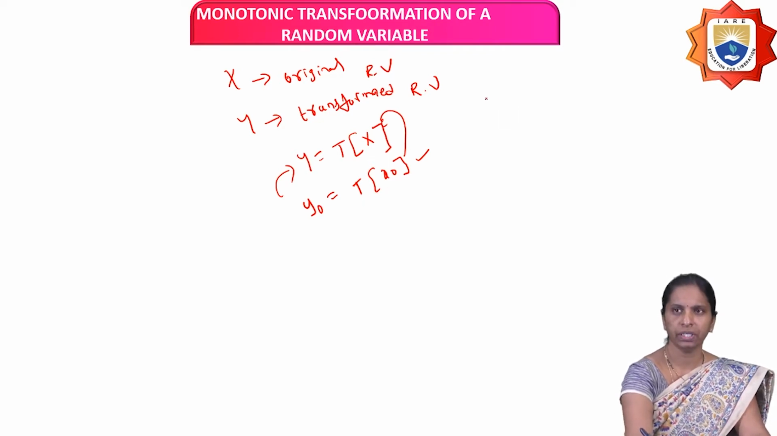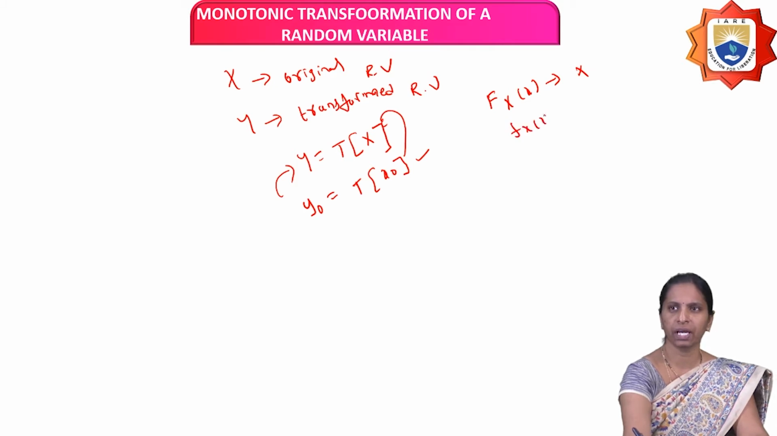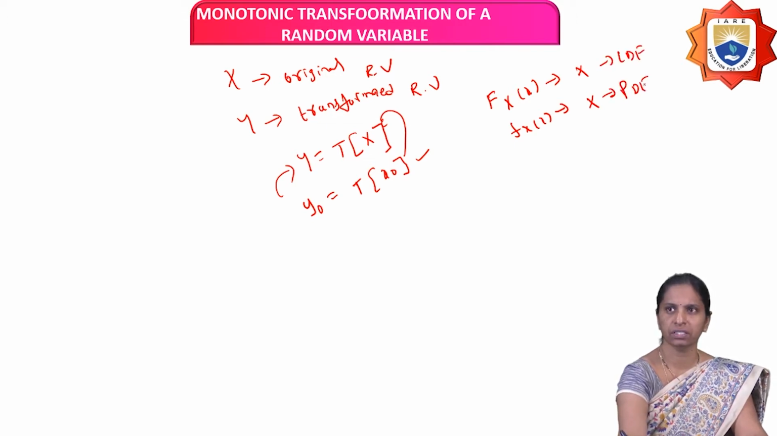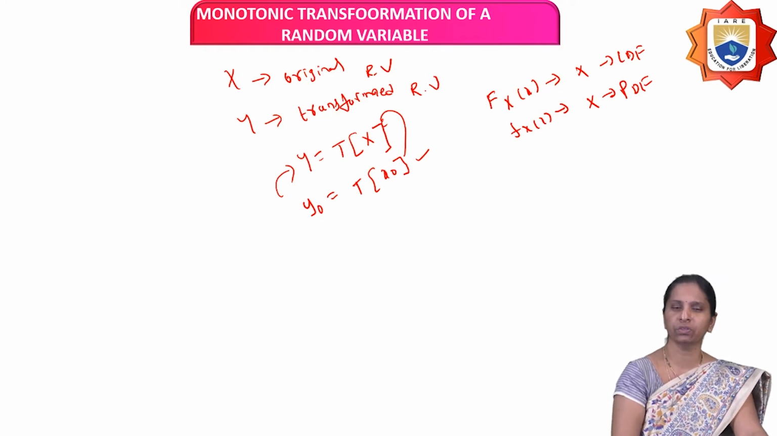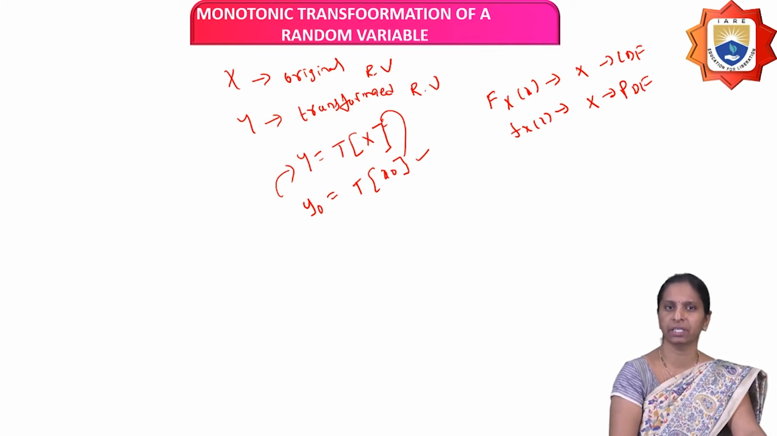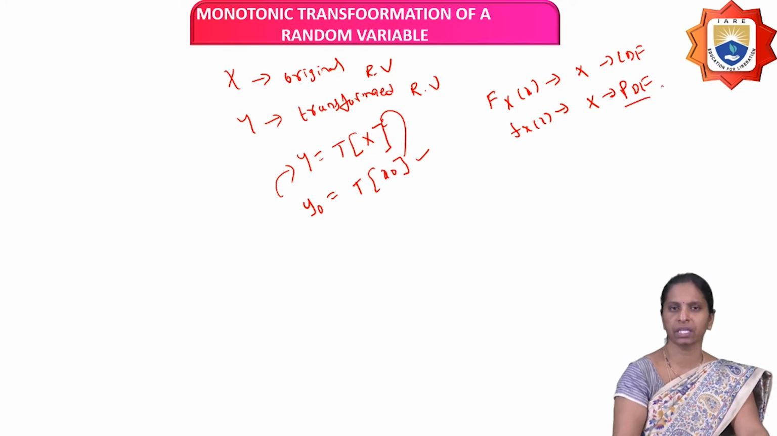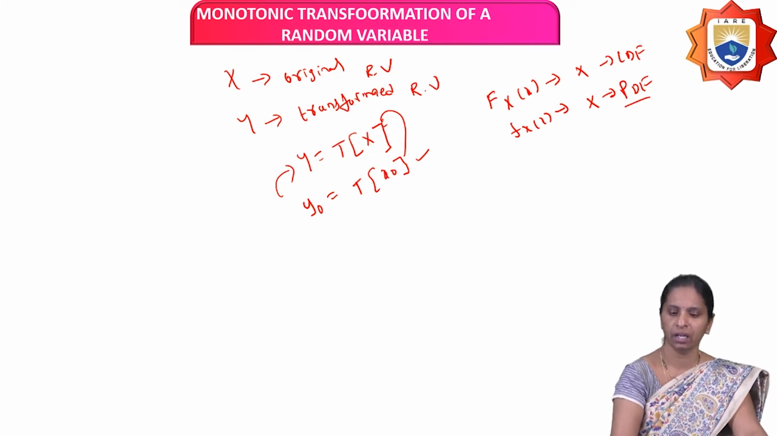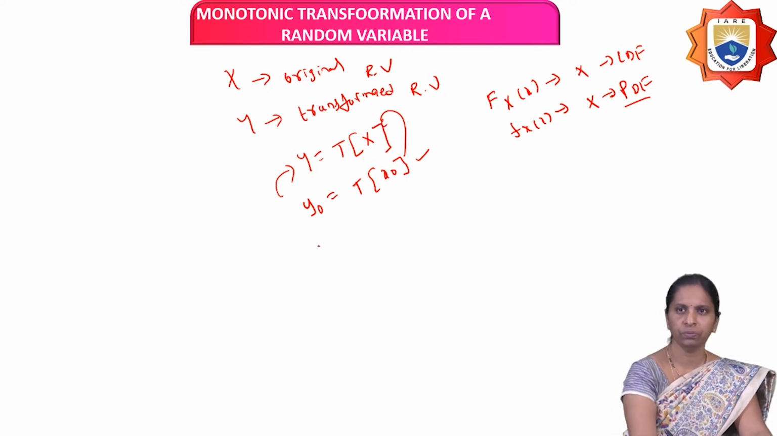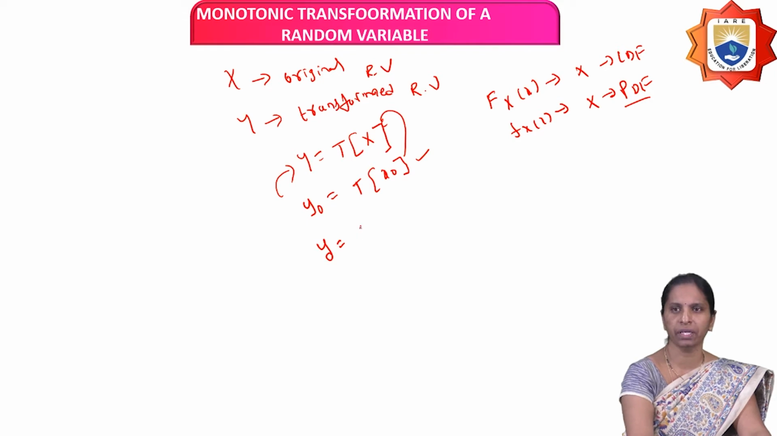Now, let the distribution function of the random variable x be Fx of x and the density function be fx of x. So this is called the distribution function and this is called the density function. CDF is nothing but the cumulative probability distribution function, which we will simply call the distribution function. And PDF is nothing but the probability density function, which we will simply call the density function. Now, if you take any value, then y equals t of x.